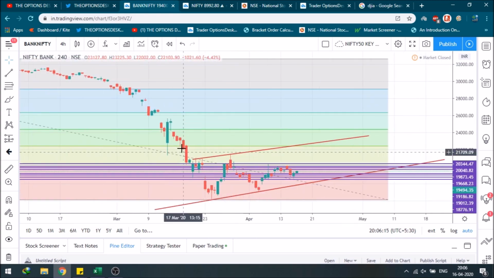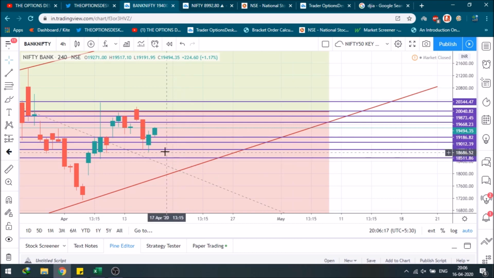So, yeah, as you can see, the 4 hours is collaborating with the interim support also, the final support also, and all the levels are approximately doing good. So these would be my levels.